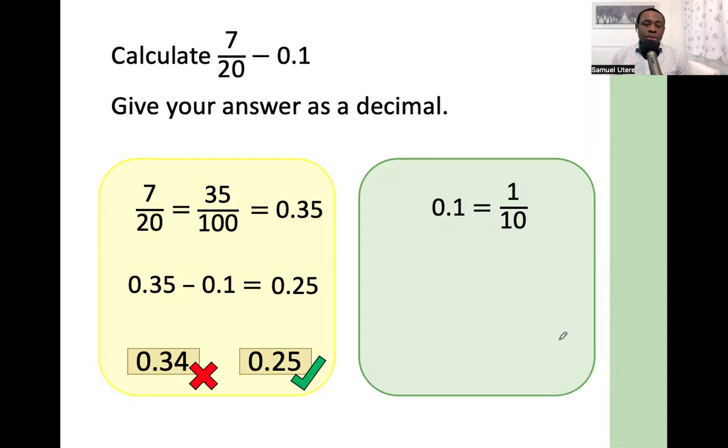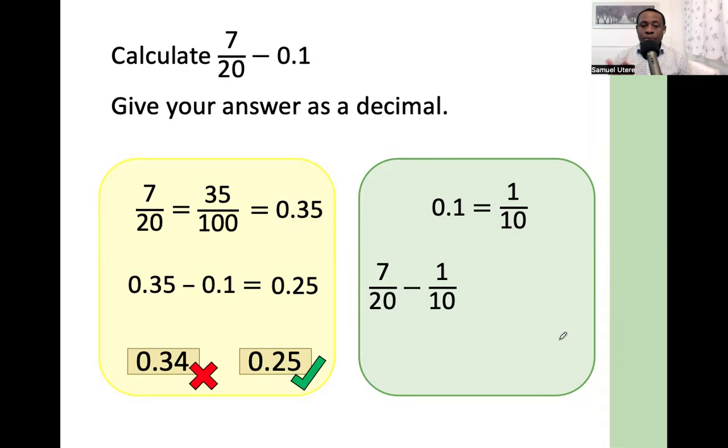What about this? You could also do it like this. You could say, okay, because we need to make our answer a decimal, some people may say, I want to use the approach of using the fraction. So you know that 0.1 is 1/10. So your calculation actually now becomes this. So 7/20 minus 1/10. Now, do you notice that they share a common multiple?